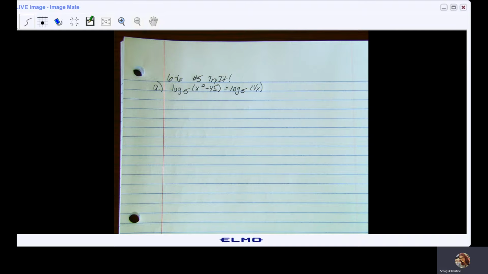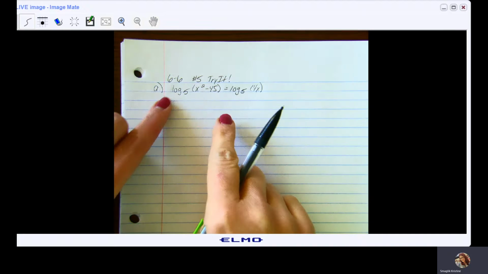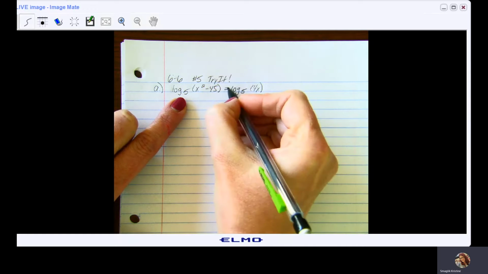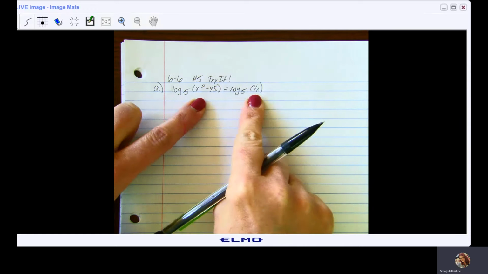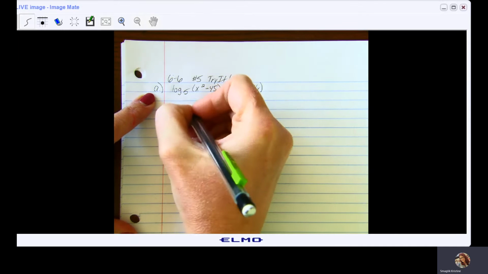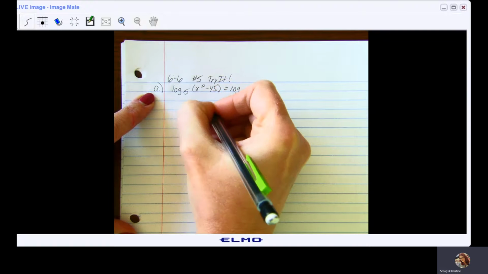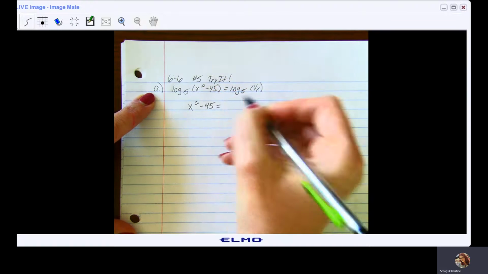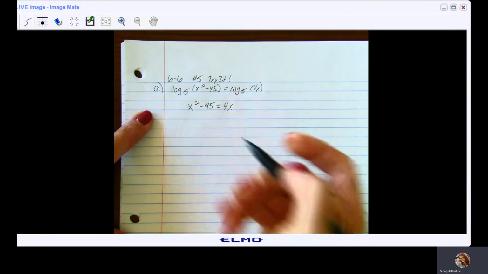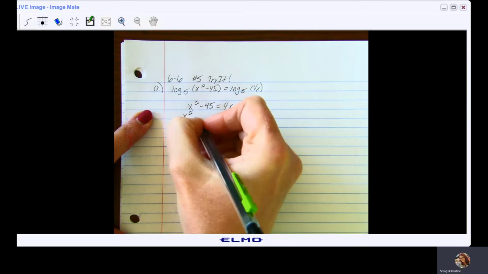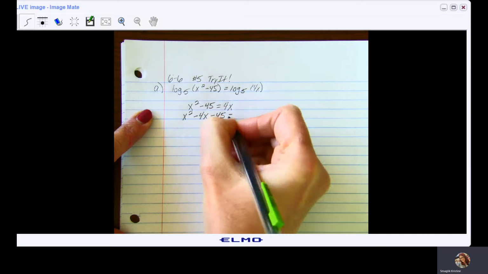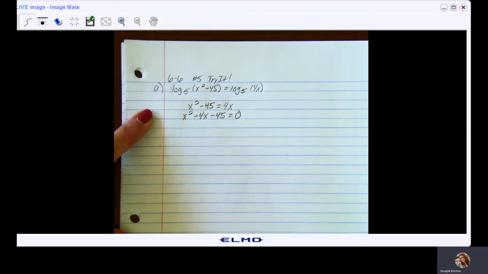Given my property of equality for logarithms, I've got my log, I've got the same base, and I'm seeing that there's an equal sign here, so that means my arguments would have to be equal. So let's go ahead and work with those. X squared minus 45 equals 4x. Let's subtract the 4x from both sides. X squared minus 4x minus 45 equals 0.